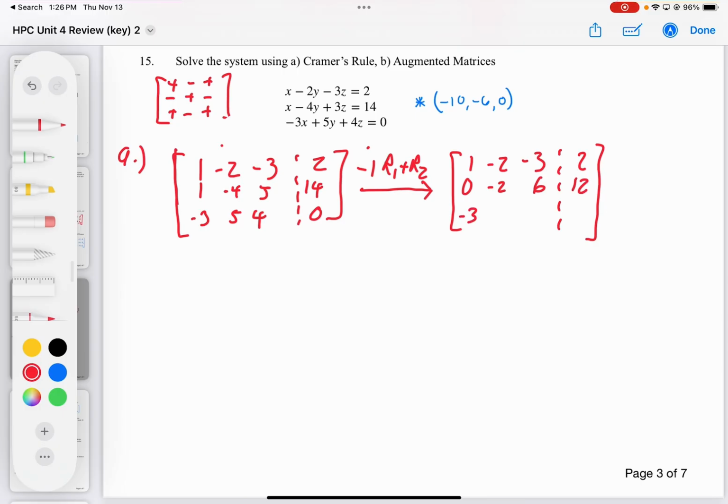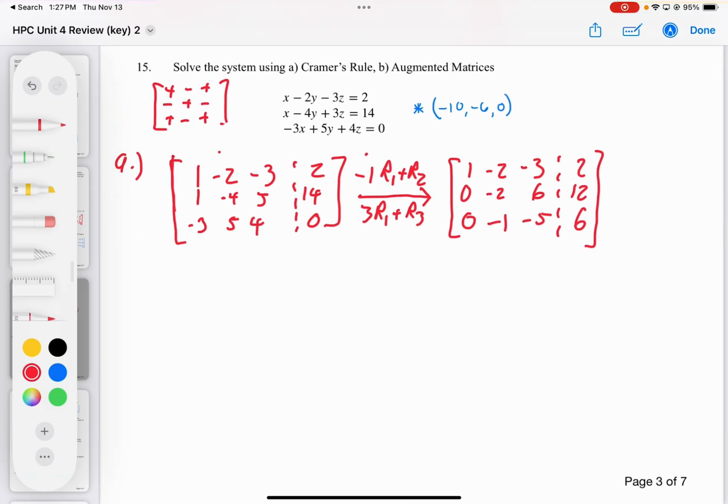Now, I could do 2 at once though, right? What could I multiply row 1 by to have it interact with row 3? So let's do 3 row 1 plus row 3. So 3 times row 1 is going to give me 3. 3 plus -3 is going to give me 0. 3 times -2 is going to give me -6. -6 plus 5 is going to give me -1. 3 times -3 is going to give me -9. -9 plus 4 is going to give me -5. And then 3 times 2 is going to give me 6. 6 plus 0 gives me 0. All right, I like it.